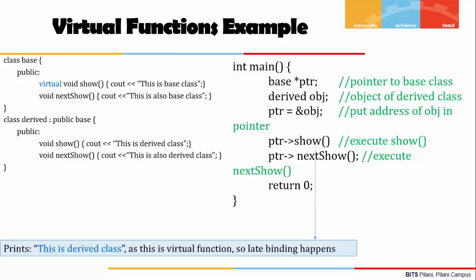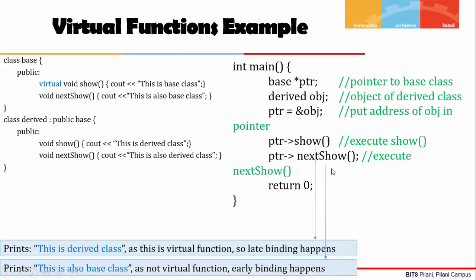Now we have another function, next show, which is also there in both the derived class and the base class. When that is called, it will call the base class function because early binding happens. Here early binding means the reference is resolved at compile time. So like this, we can use the virtual keyword and then call the function through the pointer from the base class or the derived class as required.